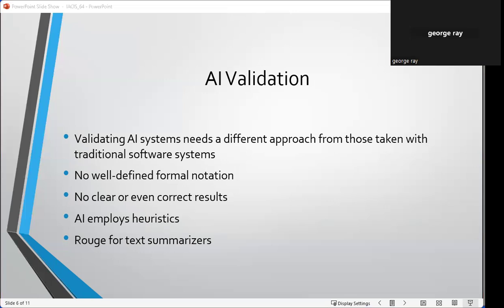So, software systems started in areas that had well-defined formal notations, such as the mathematics of engineering calculation or the mathematics of accounting systems. Software systems are now being applied to newer areas where the problems are not as well defined, the domains are highly dynamic, and there may be no clear correct or incorrect results.